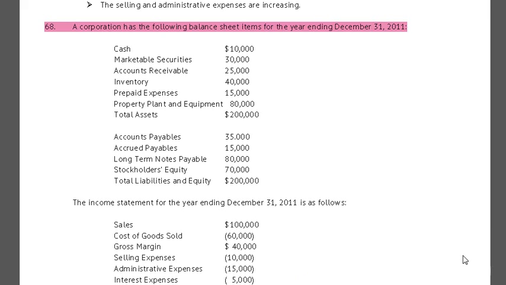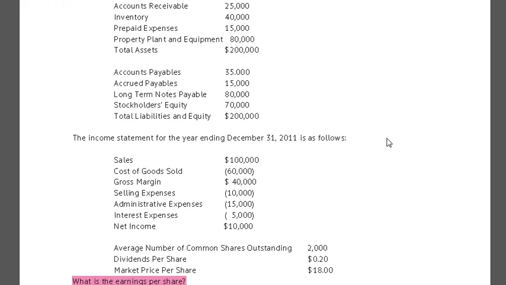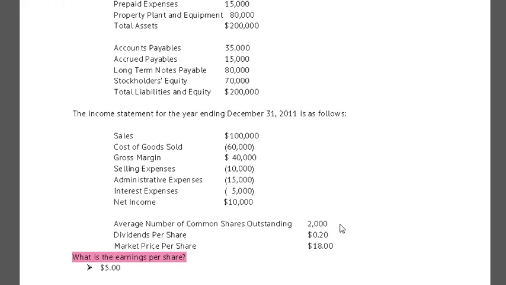This problem asks you for your earnings per share. The earnings per share formula is net income minus preferred dividends divided by average common shares. In this problem, it states for you average common shares of 2,000, net income is 10,000. It does not state what the preferred dividend is. It shows you a dividend per share, but because it does not actually tell you how many shares are actually sold, you can't calculate a preferred dividend. Usually it will state what the preferred dividend is.